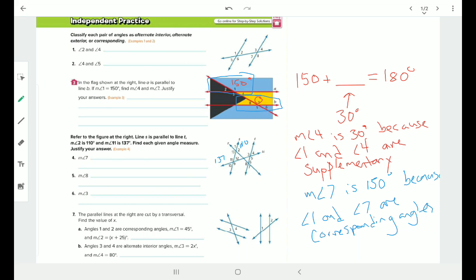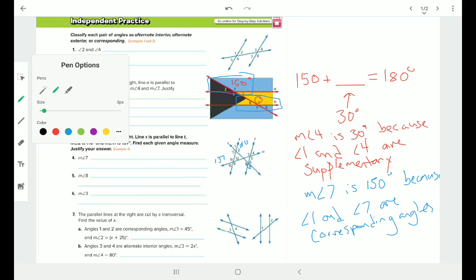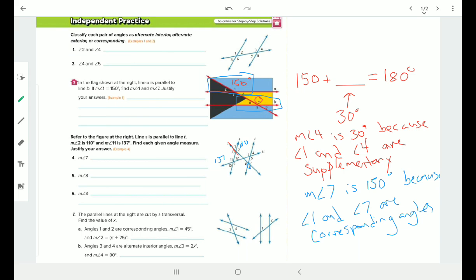So angle 7 is right here, and we have to figure out which one it is going to be related to. Is it going to be related to angle 11 or angle 2? Because it's got to be related to one of them somehow. Notice the line that connects angle 7. What transversal is it connected to? Well, it's connected to this line right here, line R. So this is going to be the transversal that we're using.